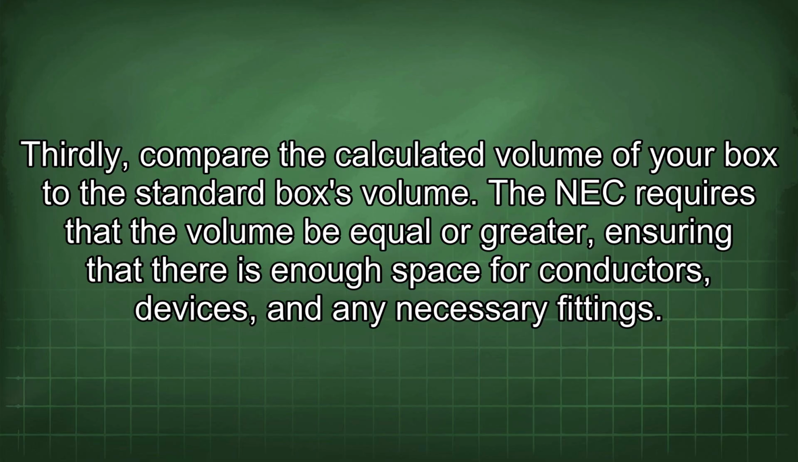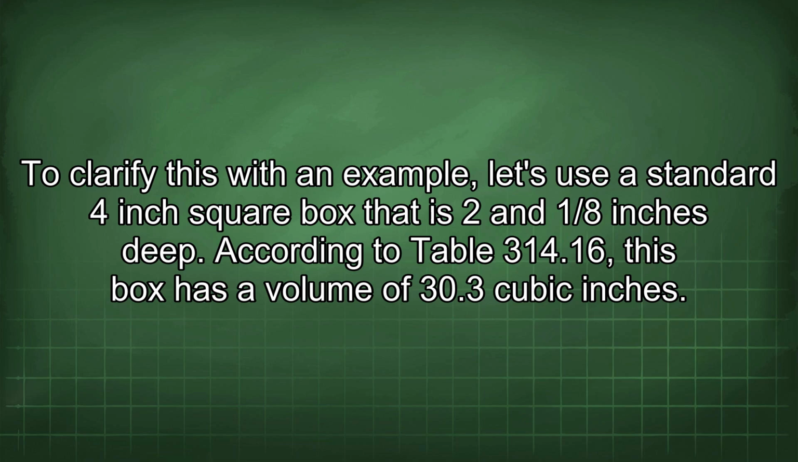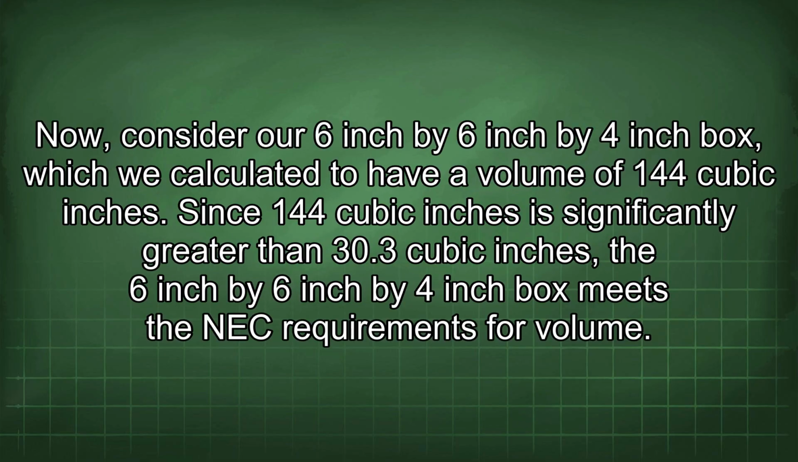To clarify this with an example, let's use a standard 4" square box that is 2 and 1/8 inches deep. According to Table 314.16, this box has a volume of 30.3 cubic inches. Now consider our 6" by 6" by 4" box, which we calculated to have a volume of 144 cubic inches. Since 144 cubic inches is significantly greater than 30.3 cubic inches, the 6" by 6" by 4" box meets the NEC requirements for volume.